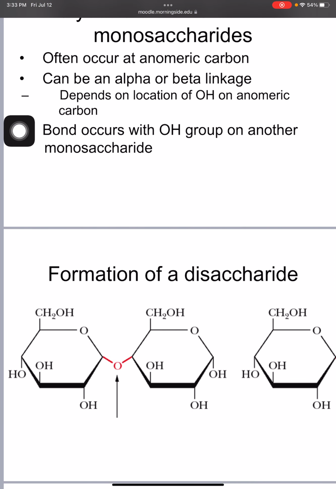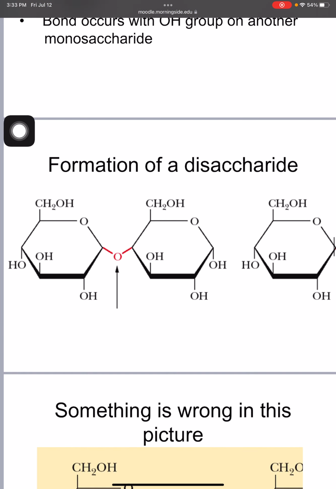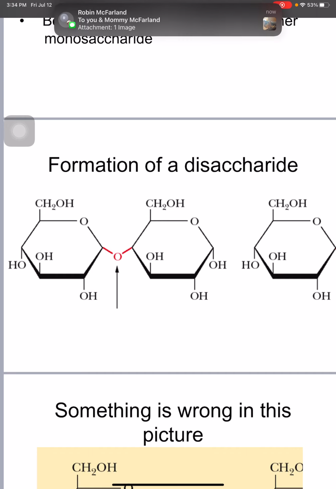All right, so here's an example of a disaccharide. You see here you have these two monosaccharide units, and you have basically the OH of one anomeric carbon. That's from the ring on the left. The anomeric carbon of that ring is linked to another carbon from another saccharide ring by an oxygen.